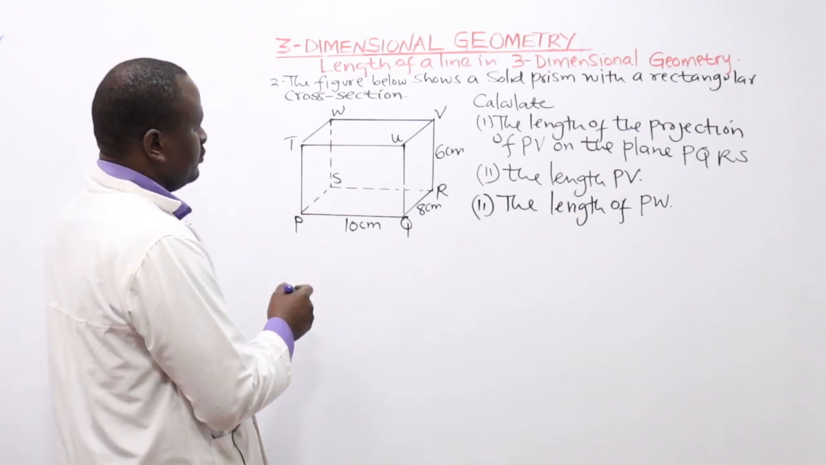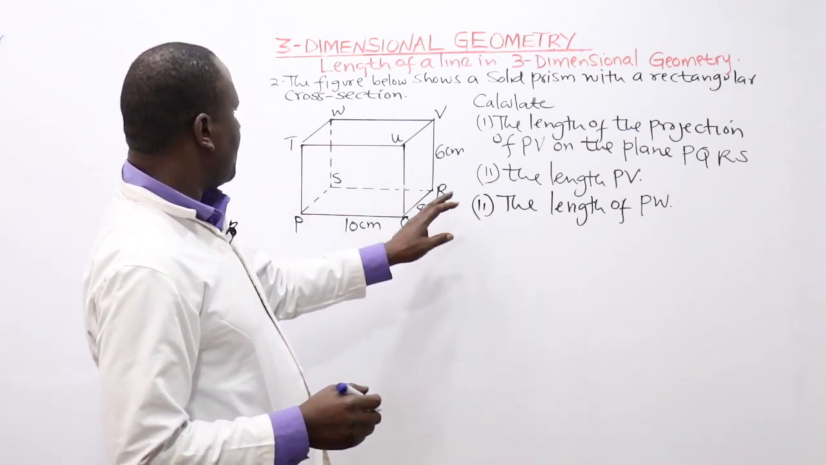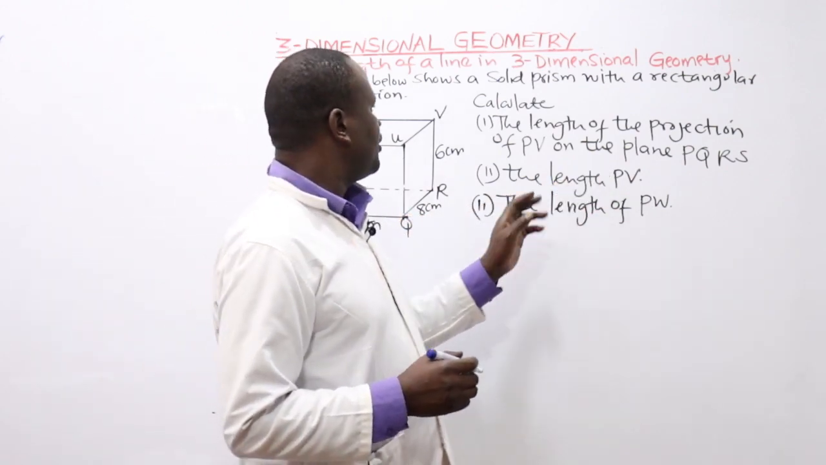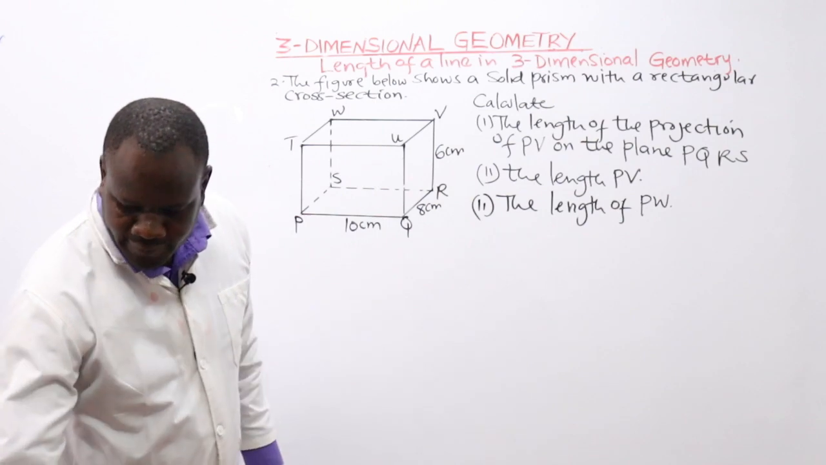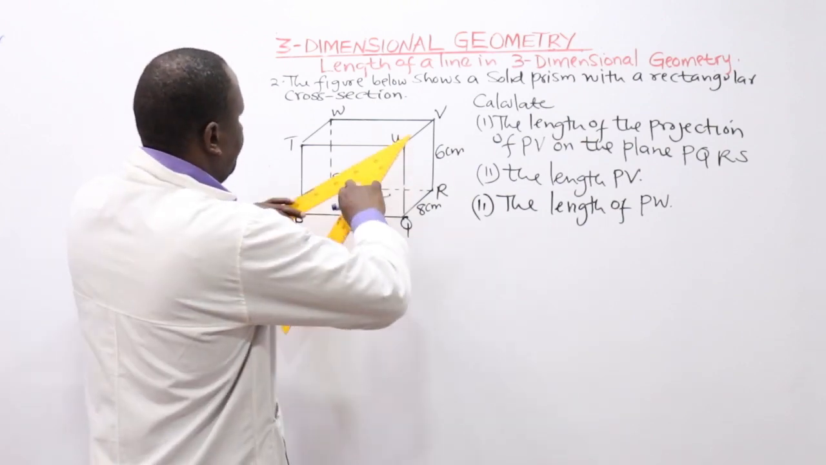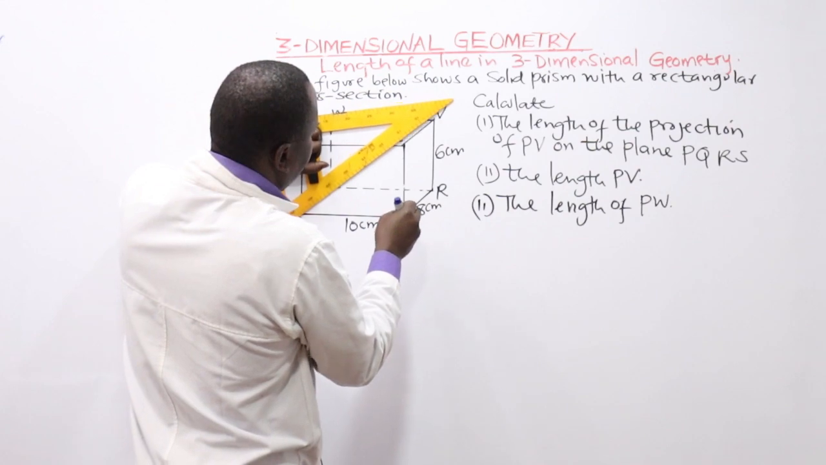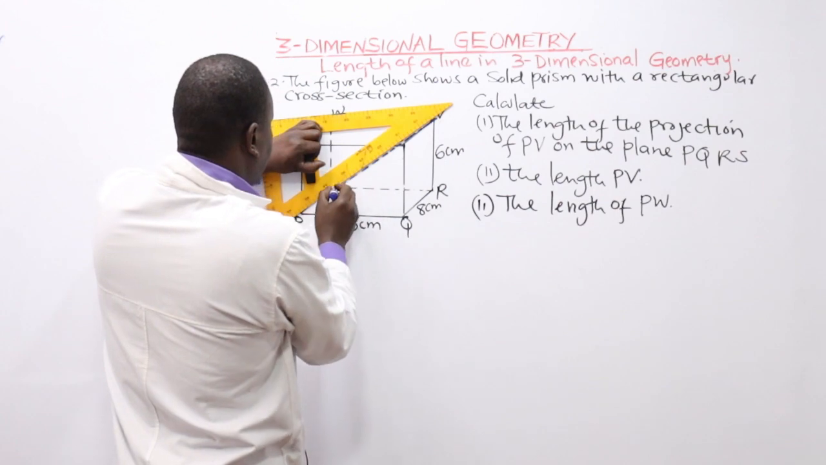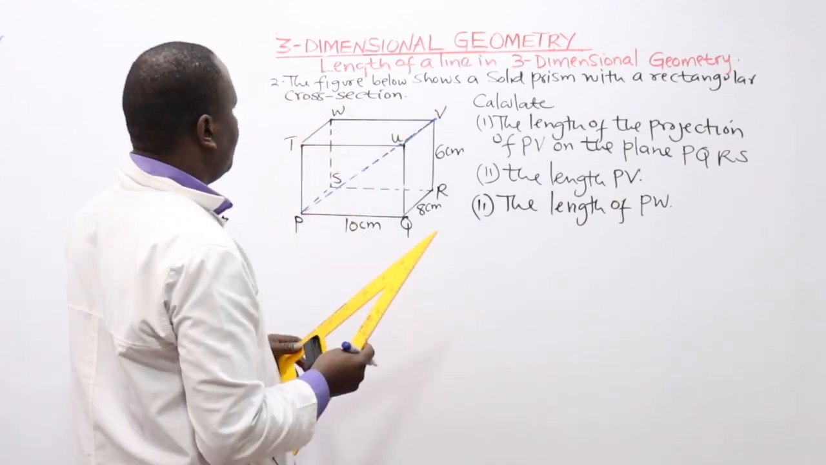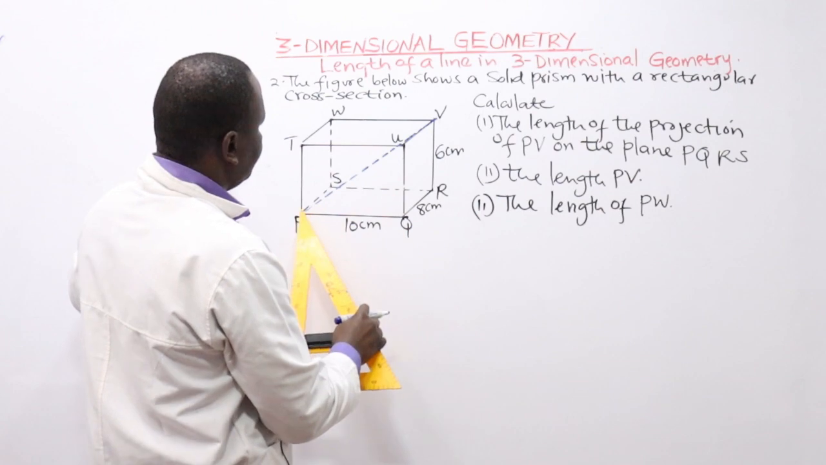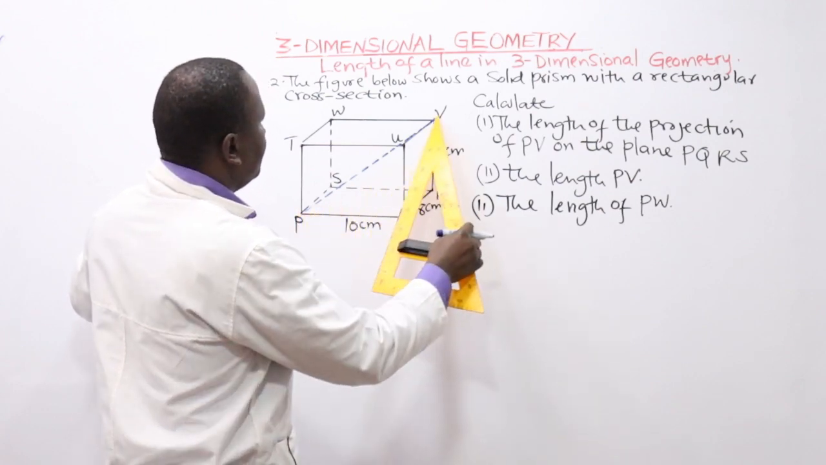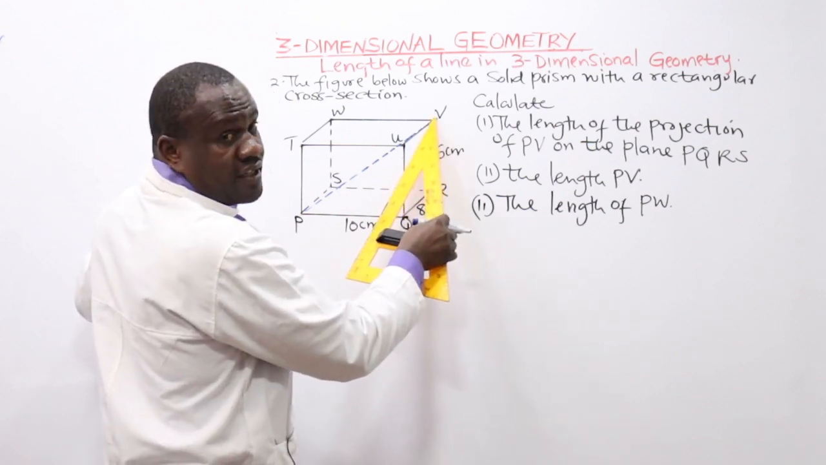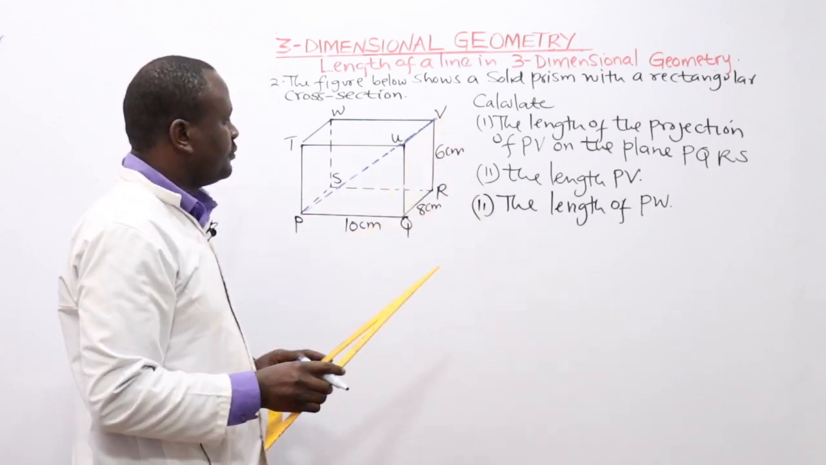Now, the base is PQRS, as you can see. Calculate the length of the projection of PV. Now, PV, we join P to V like that. Although it can't be seen properly, it is from this end to the other end, to this V, to this vertex.